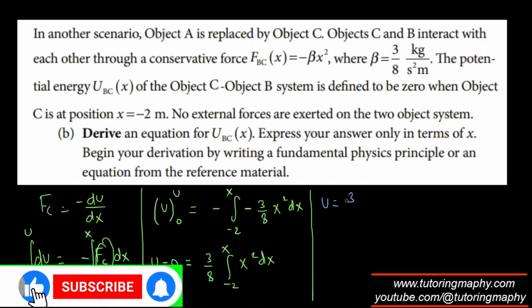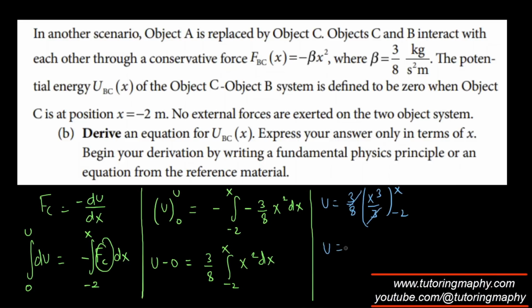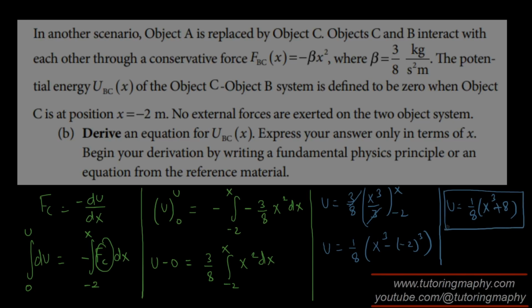Integration of x square is x cube over 3. We put the bounds from negative 2 to x. 3 and 3 is gone. So U will become 1 over 8 upper bound minus lower bound. So this will become, finally, U is equal to 1 over 8 x cube, and negative 2 cube is negative 8. So double negative is positive. So this should be our final answer.